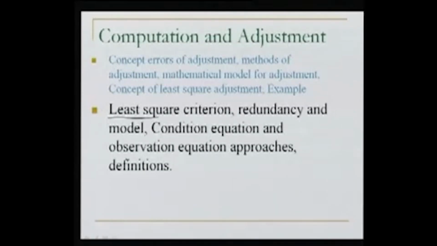again the concept of the least square, then how do we define the least square, then we will be looking into the redundancy of a model. What is the redundancy? Why do we need it? How to plan for it? How to compute it? Then the adjustment can be carried out by two methods, like condition equation method and observation equation method. There are other methods also, but we will be basically concentrating on these methods. So we'll start about these methods today.